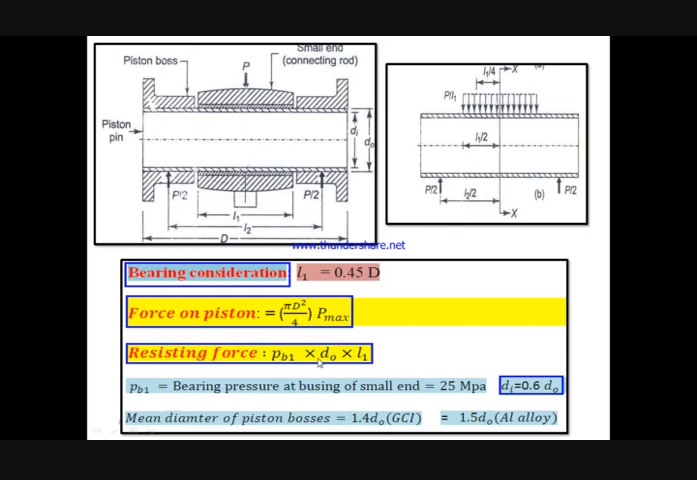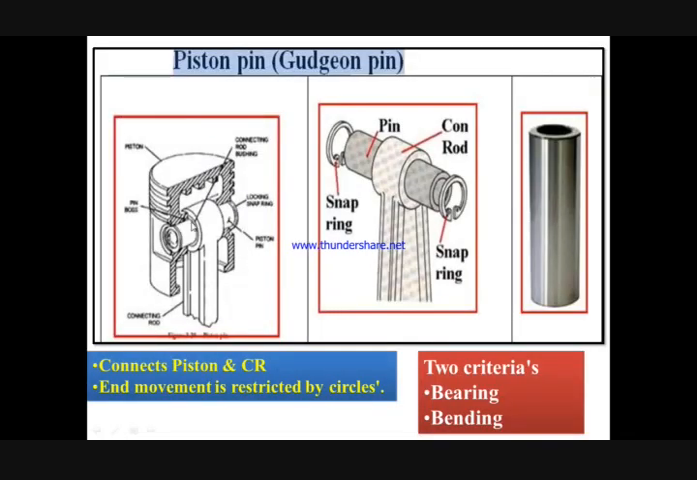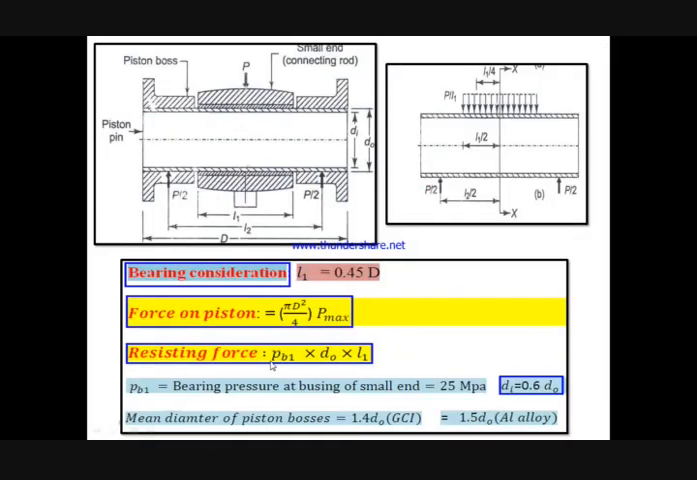This is called the bearing projected area, d0 into L1, and Pb1 is the bearing pressure at the bushing of the small end. This end of the connecting rod, connecting to the piston, is called the small end. The other end is called the big end, or large end, of the connecting rod. So for equilibrium, we need to equate these two equations.